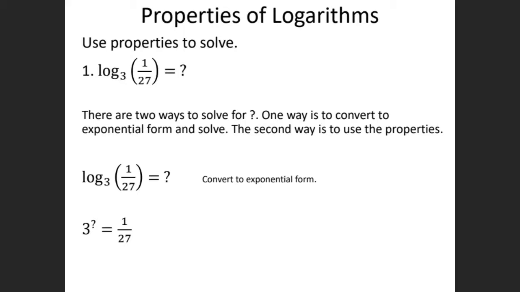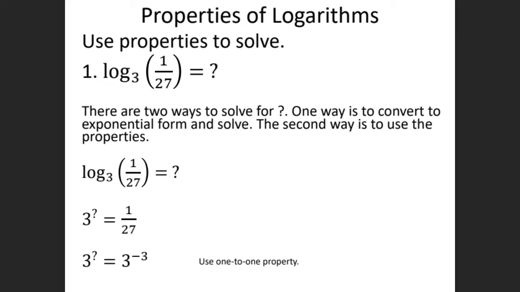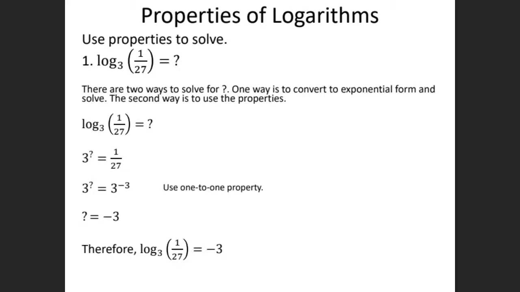Well, what I can do is use my one-to-one property. Can I convert this 1 over 27 into something that has a base 3? Well, the answer is yes, right? So the 27, I can write that as 3 cubed. But if I want it as a base, I do the negative reciprocal, and that's going to give me 3 to the negative 3. Now it's very easy to see that for these two expressions to be equal to each other, what's my question mark? The answer would have to be negative 3. Yes? So that is my answer. And I did this by first converting it to exponential form and then using my one-to-one property.